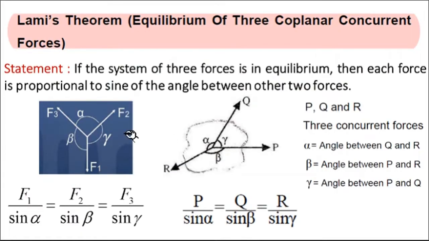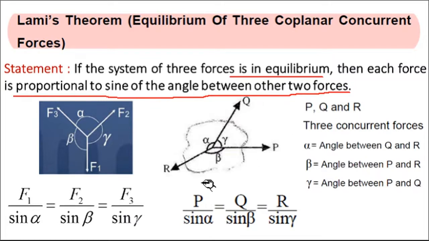Whenever there are three forces which are in equilibrium, then each force is proportional to the sine of the angle between the other two forces. Means when P, Q, R are the three forces acting at angles alpha, beta and gamma, and they are in equilibrium, then P is proportional to the opposite angle, sine of alpha, Q is proportional to sine of beta, R is proportional to sine of gamma, where alpha, beta, gamma are the angles between forces. You can write P upon sine alpha, Q upon sine beta equal to R upon sine gamma.